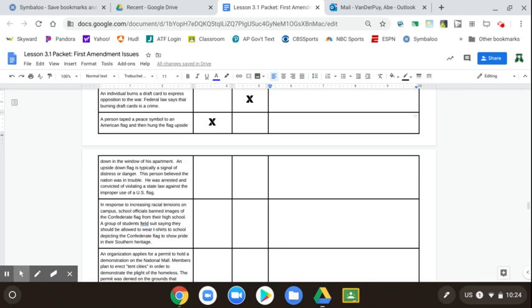A group of students filed suit, saying that they should be allowed to wear t-shirts to school depicting the Confederate flag to show their pride in their Southern heritage. So the question here is kind of multiple. Number one, we're in a school, so we're not in a public setting. As we're going to talk about next week with Tinker versus Des Moines, the school has a different set of rules.